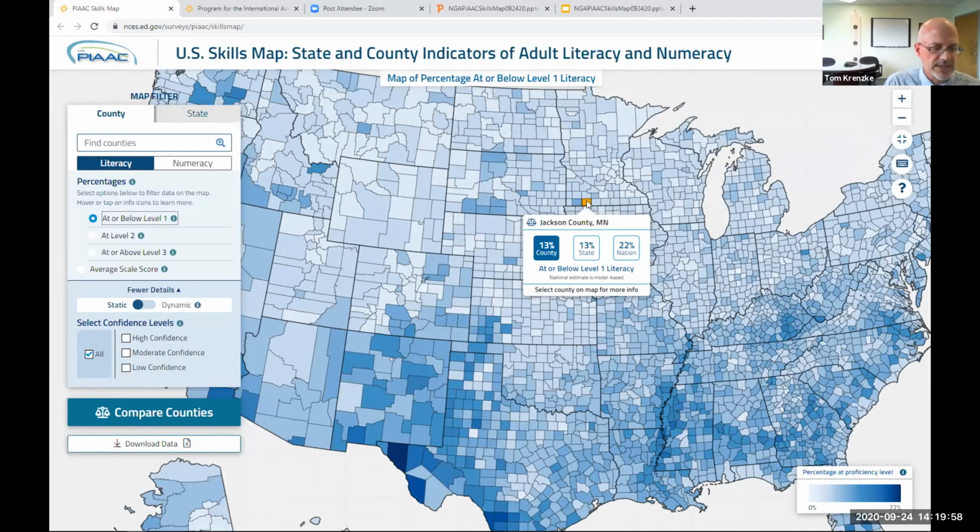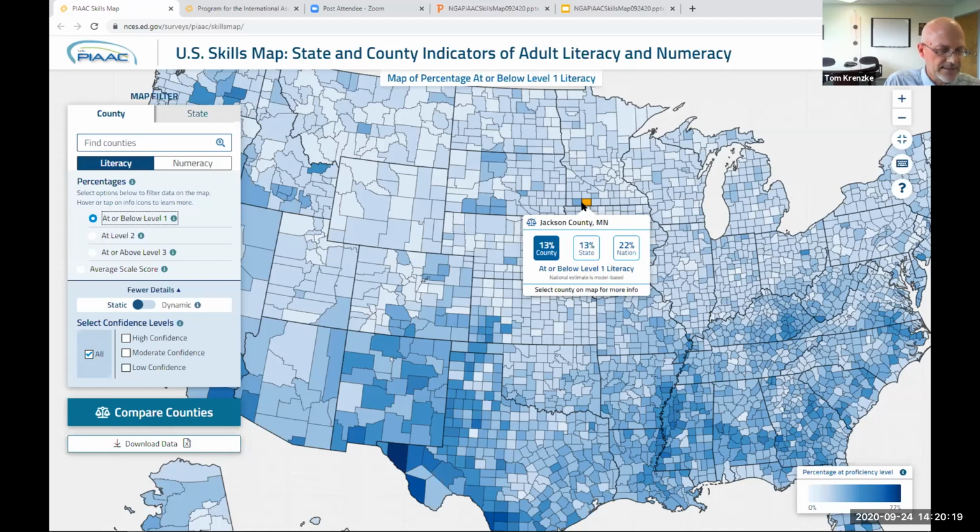When hovering over the counties, I see that one is called Jackson County and the other is called Nobles County. I'm going to hover over Jackson County. This is the county where my mom's side of the family is from. And you might have been able to tell through my accent, I grew up in Minnesota.